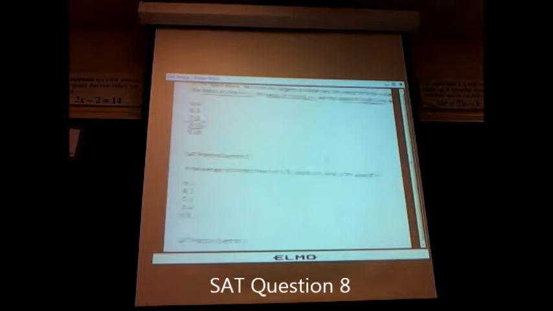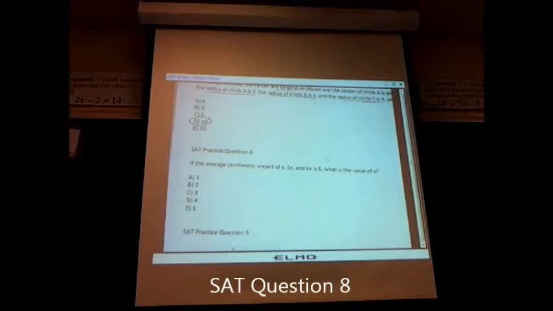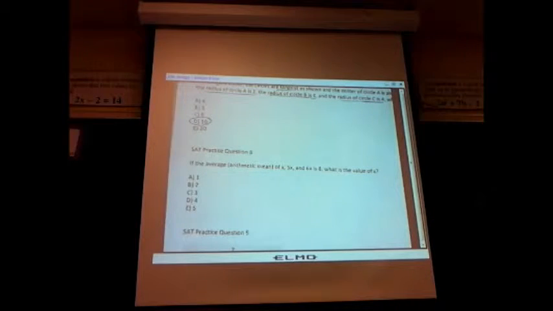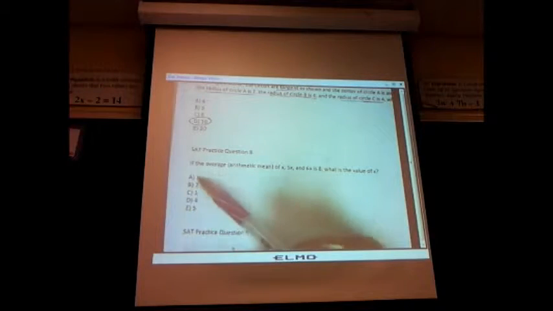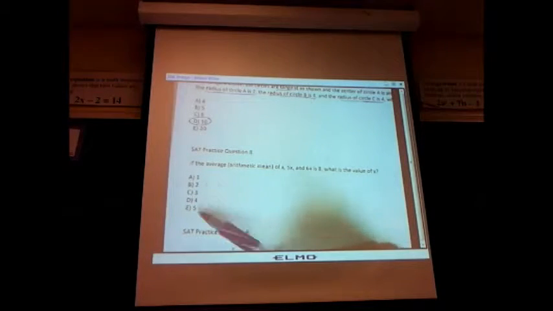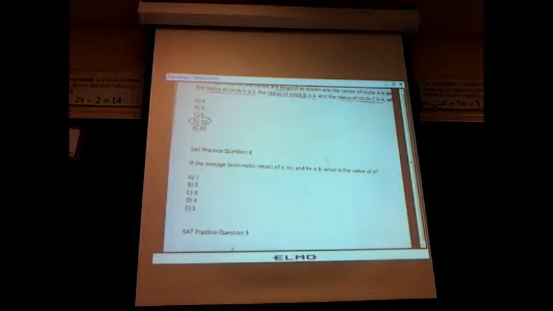Question number 8. If the average or arithmetic mean of x, 5x, and 6x is 8, what is the value of x? You could approach this problem by testing out your answer choices and seeing which one works. For me, I think that would take a little longer. I'm pretty good with finding the average, so I would just set it up and find the average.